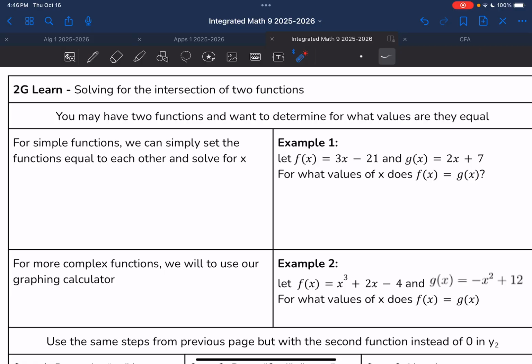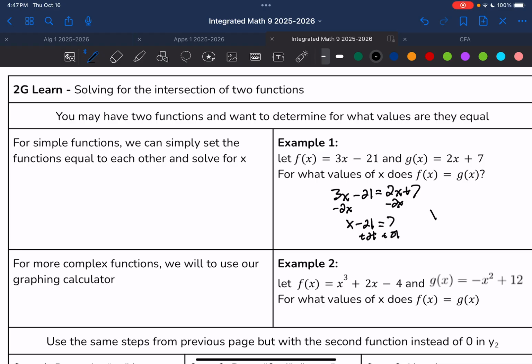So for example, if we have f of x and g of x, and we want to figure out when f of x equals g of x, we just set these two functions equal to each other: 3x minus 21 is equal to 2x plus 7. Then we subtract 2x from both sides, which gives us x minus 21 is equal to 7. We add 21 to both sides, and we see that these two functions are equal when x is equal to 28.